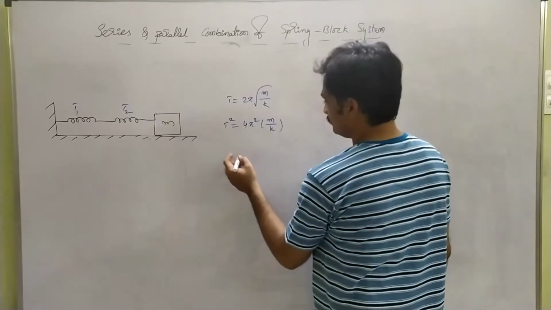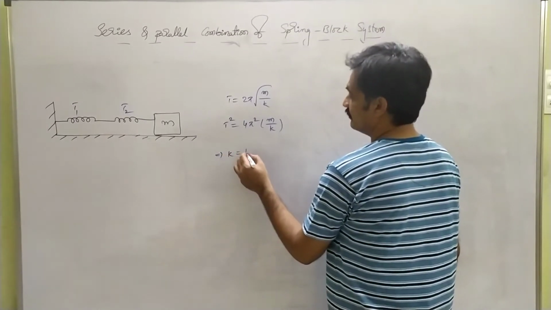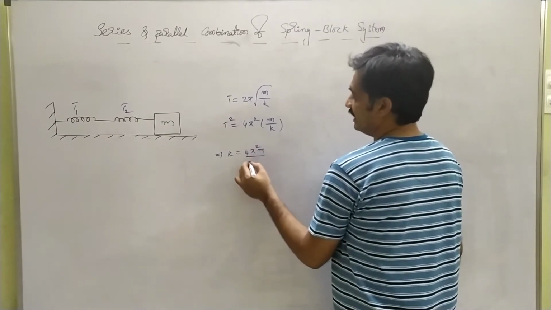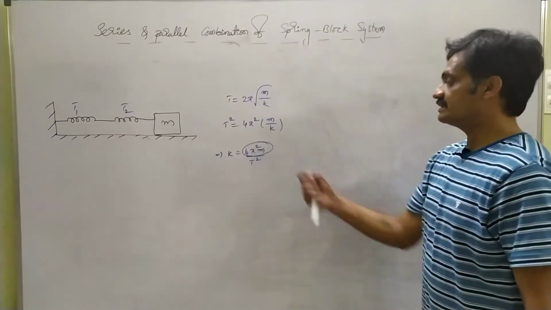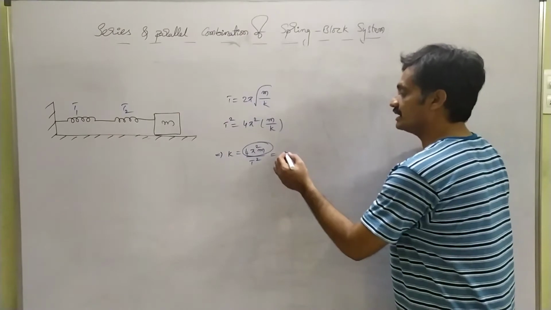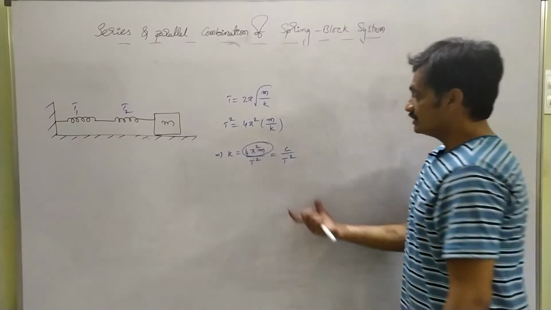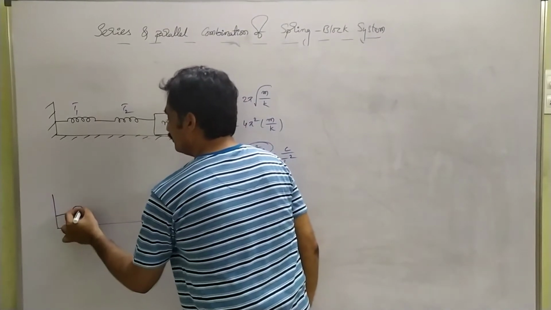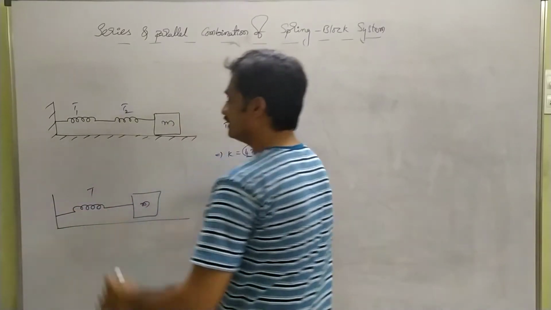Then we have k equals 4 pi square m by T square. If we consider 4 pi square m as a constant, and we replace this 4 pi square m with c, we have k equals c by T square. So, here I have represented the equation for a combination of two springs with a time period T.